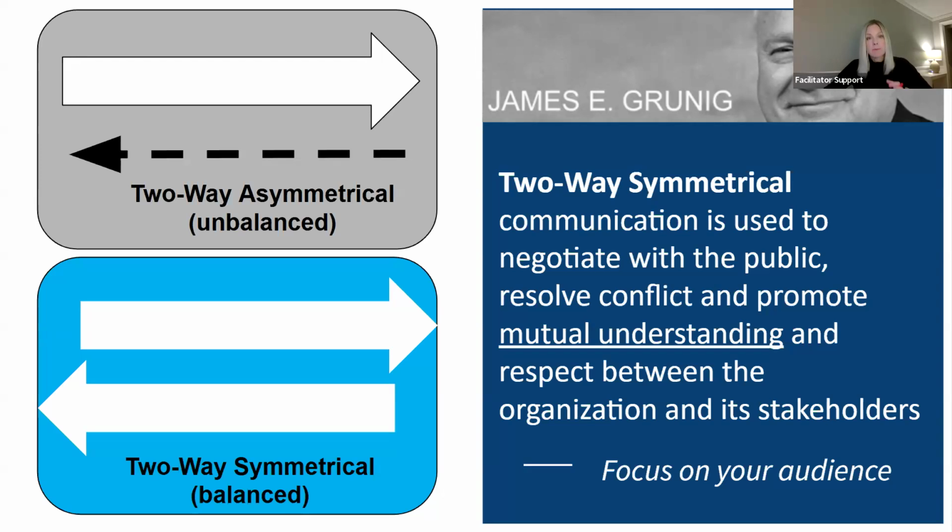The other model is public information. That's a one-way model as well. You're pushing information out. Some people call it the in-house journalist. The difference is that in that case, truth and accuracy matter. So you're sharing information, but there's no defined public. And you see that a lot in government.